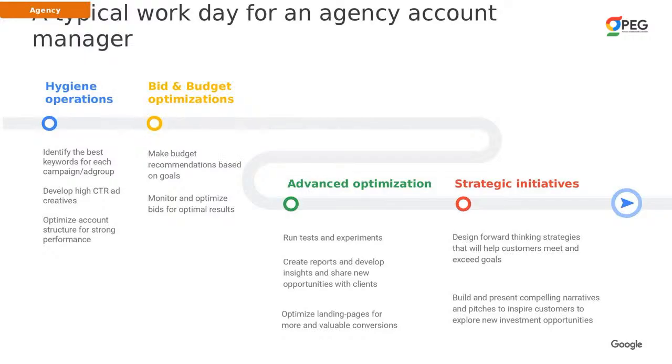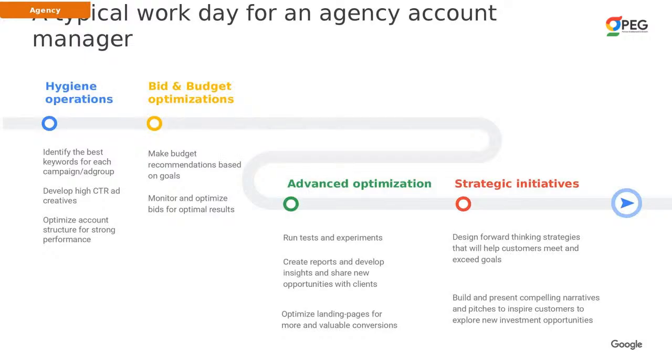Secondly, they focus on budget and bid optimization, strategically adjusting budgets in alignment with the campaign goals and implementing bid optimization to maximize the results. And the third bucket encompasses the advanced optimizations, where they conduct tests and experiments, and develop insightful reports to share new opportunities with the clients. The advertisers also have to focus on the landing pages for improved conversions and to create a better landing page experience for the users.